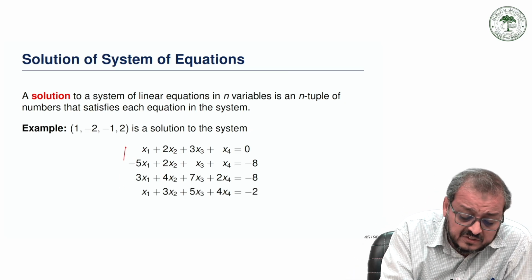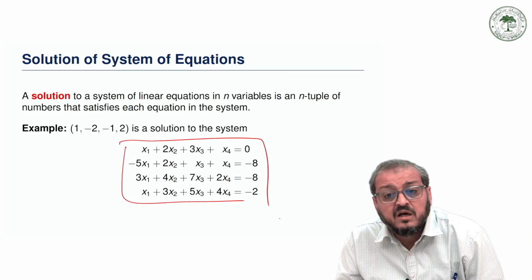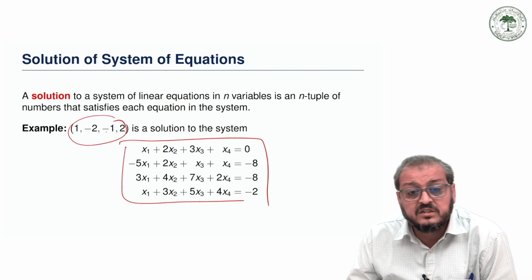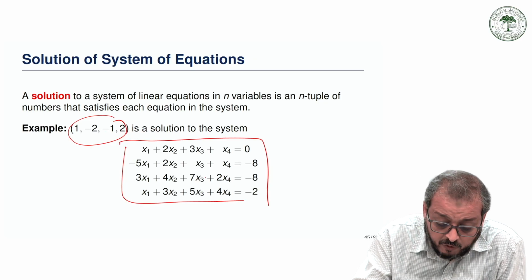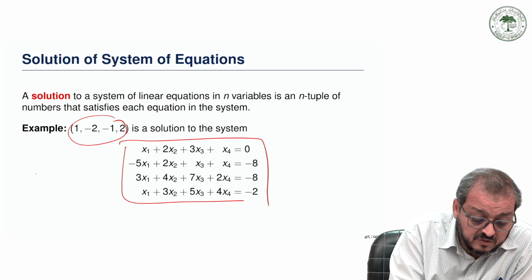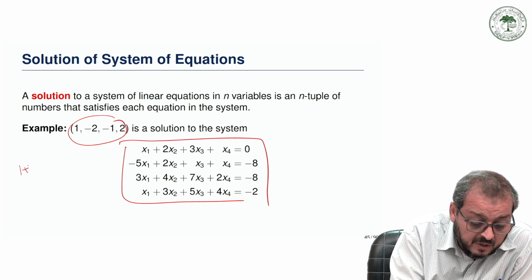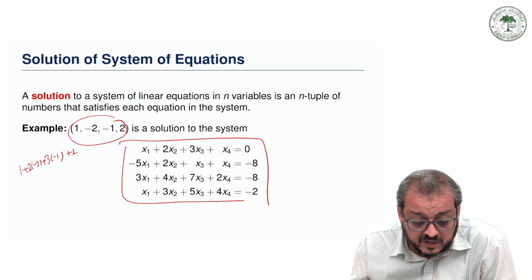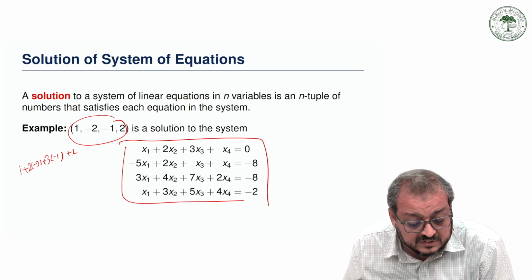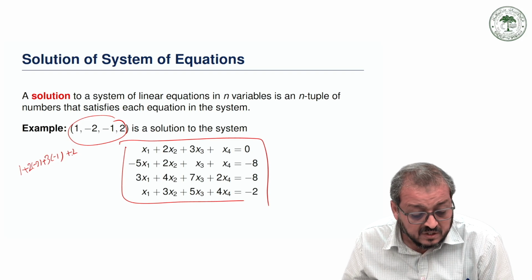For example, I take one example of this. This is a system of linear equations. Now we can check whether this is a solution of this system of linear equations. This is four linear equations involving four variables. That means it should satisfy all these equations. If it satisfies these equations, then we can say that it is clearly a solution, otherwise this is not a solution of this system of equations.